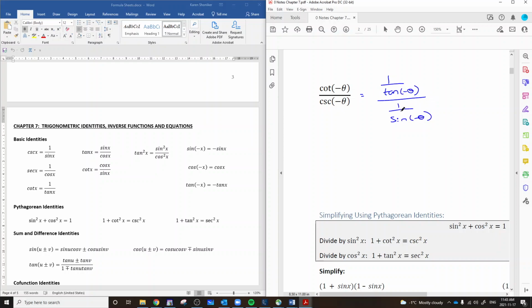Now you could do your replacements at this point, okay? Or we could keep going and just make this into a simpler fraction. So this is a compound fraction. I'm going to rewrite it as 1 over tan negative theta divided by 1 over sine negative theta. Then I'm going to flip that second fraction. So 1 over tan theta times sine of negative theta. So that's going to leave me with sine negative theta divided by tan. Oops, I forgot my negative. Sorry about that. Negative theta. Now I can replace. So sine of negative theta is just going to be negative sine theta. Tan of negative theta is going to be negative tan theta.